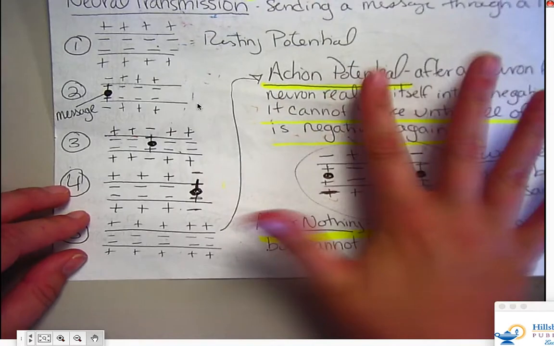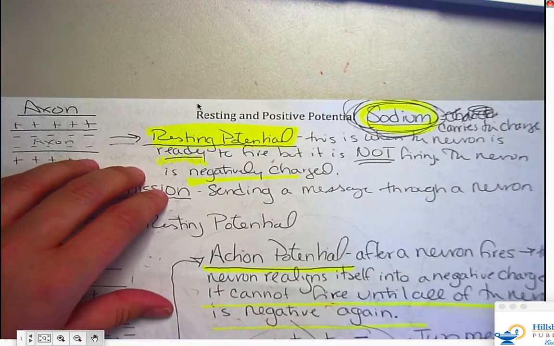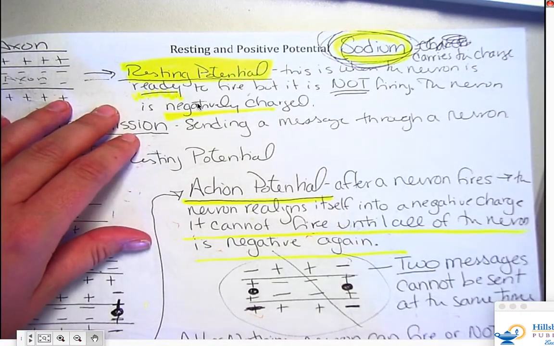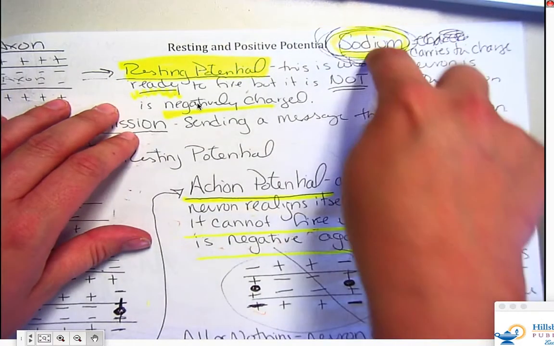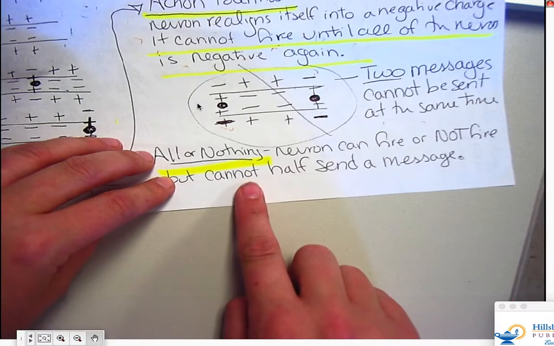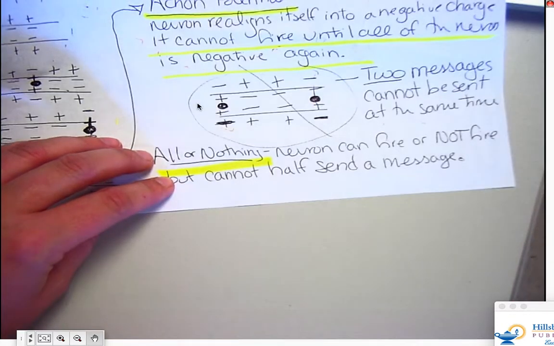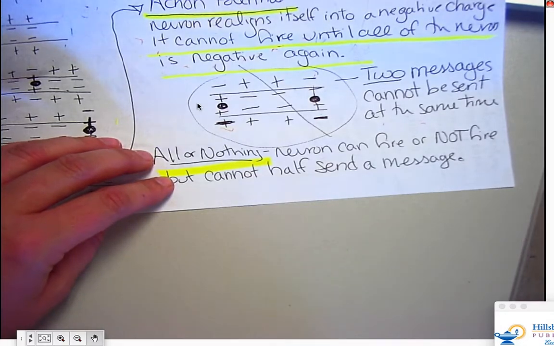In the process of firing and moving its ions in and out, it's action potential. Now, four terms you need to know when we talk about neurons and action potential: sodium, resting potential, action potential, and all or nothing. A neuron cannot fire a partial message. It either fires or doesn't fire.